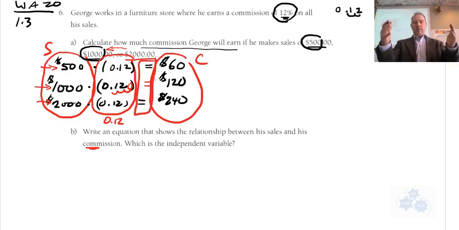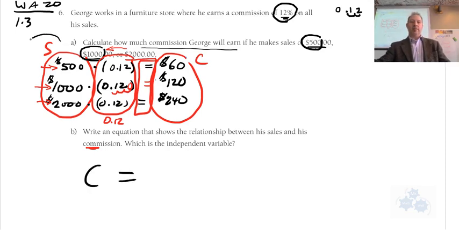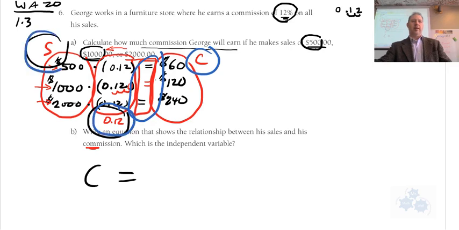Well, we look at what we did in A, and we would go C, the commission, equals what? 12% of the sales. Okay. And what would I write then? C equals what? How do I find that out? What times what? What do you think? C equals what times what?